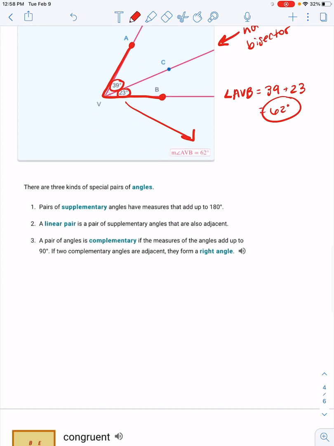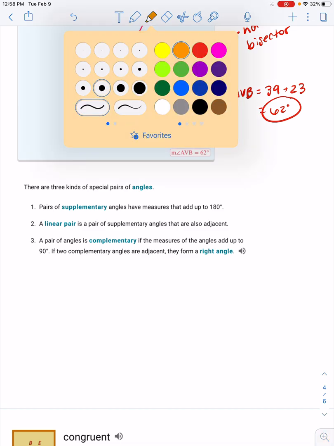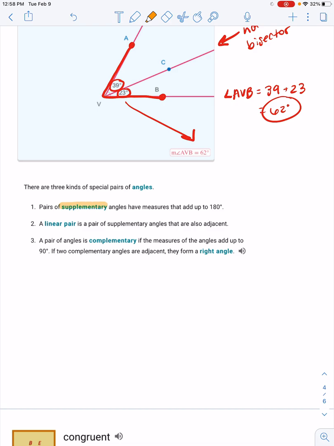Okay, so there's a couple more definitions. I'm going to go through and highlight again, and I'll just start with orange. So, pairs of supplementary angles. Supplementary angles have measures that add up to 180 degrees.